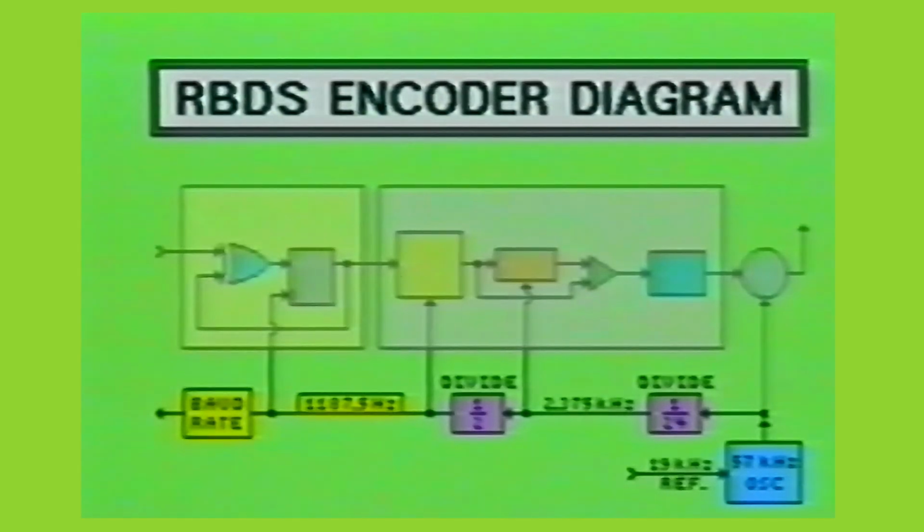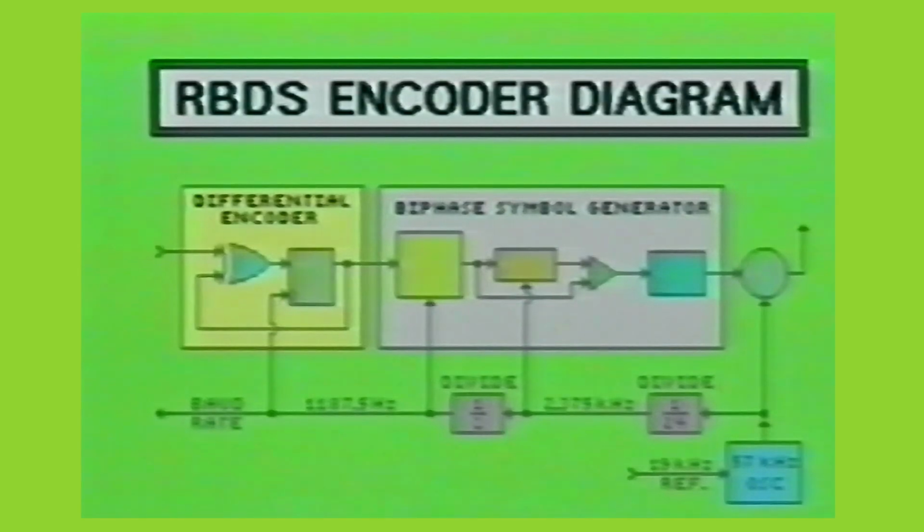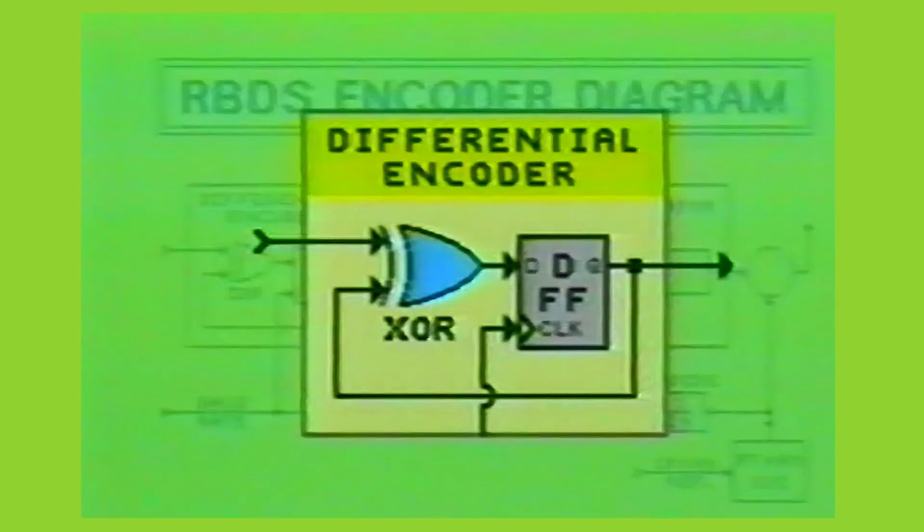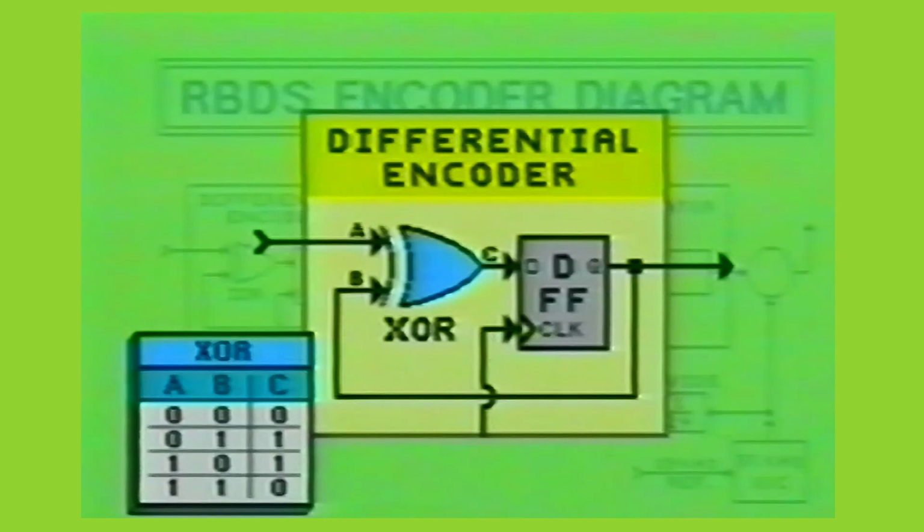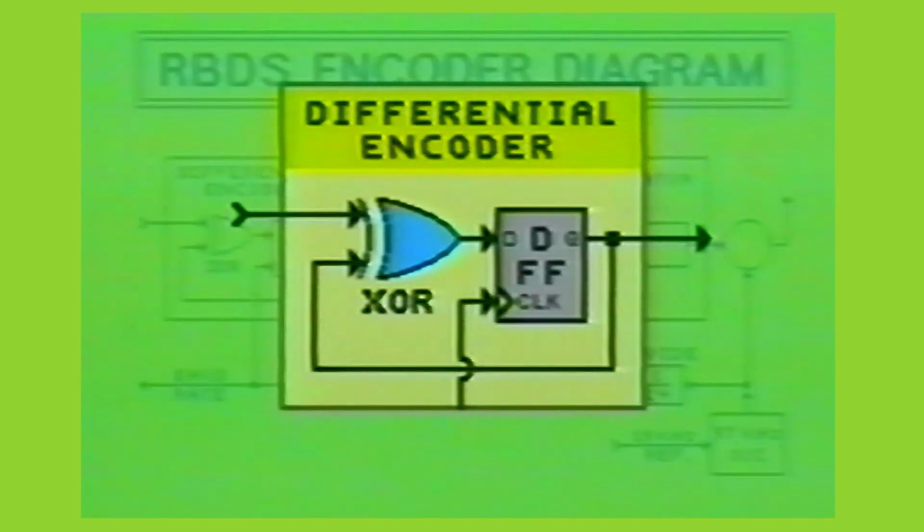The RBDS encoder consists of 2 major sections, a differential encoder and a biphase symbol generator. The differential encoder uses an exclusive OR gate and a D-type flip-flop. As you should recall from UCANDO's digital series, the D-type flip-flop delays outputting its input by 1 clock pulse, and the truth table of the clock pulse. And the truth table of the exclusive OR gate is shown here.